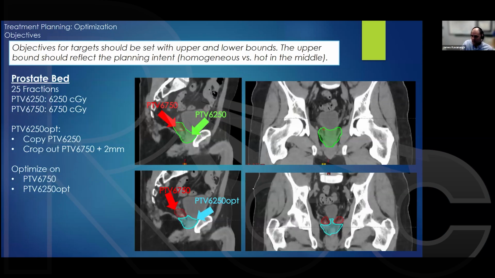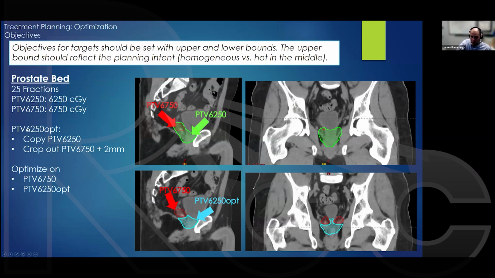I'm a visual person in terms of how I learn, so I want to show an example here of what I'm talking about when we're talking about these optimization targets. So this is a 25 fraction prostate bed. We're treating 2 target levels. We're treating 6250 to the prostate bed itself, and then we're boosting in red to 6750. So same 25 fractions, just different dose per fraction. So they're both having to be optimized and creating the same individual plan.